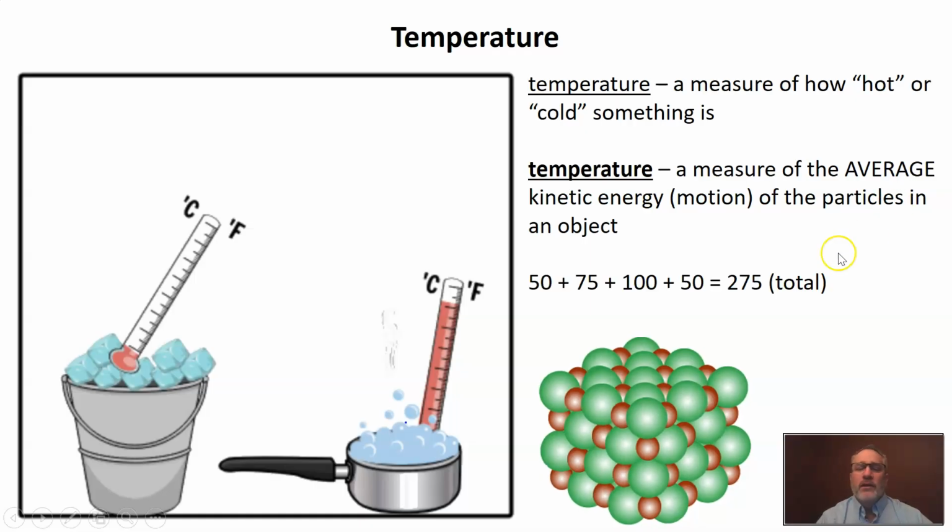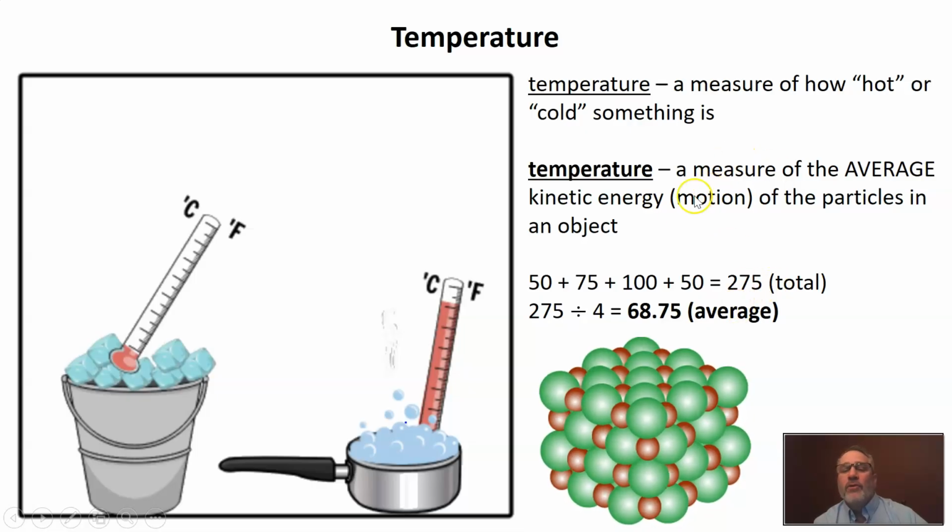Let's make sure that we understand what's going on here. Let's suppose that we take four grades from your science class. Let's suppose you had a 50, a 75, a 100, and a 50. If we add all those together, that gives us a total, right? So the total of those would be 275. But remember, with temperature, we're talking about the average kinetic energy. So to find the average, we would count how many there were, right? So we had four grades. We'd divide by four, and our average would be 68.75.